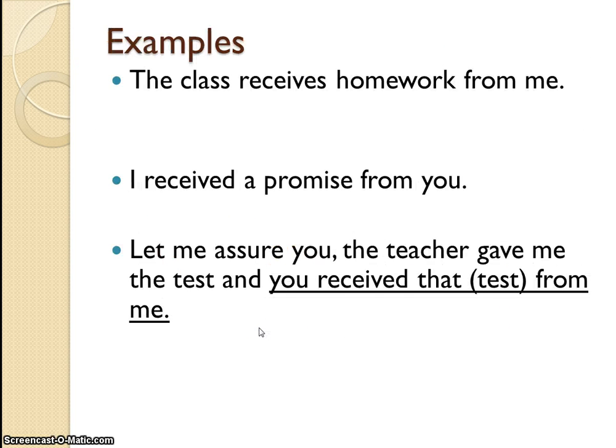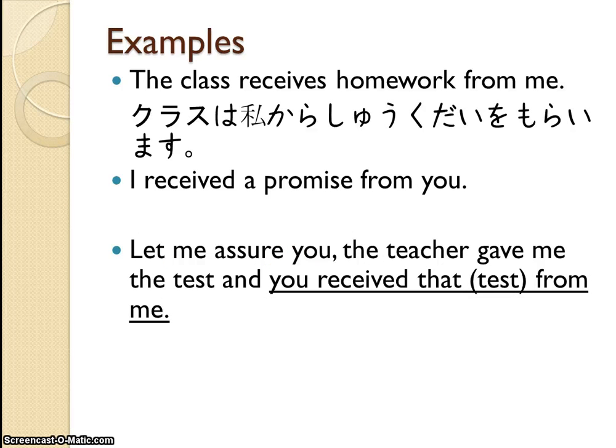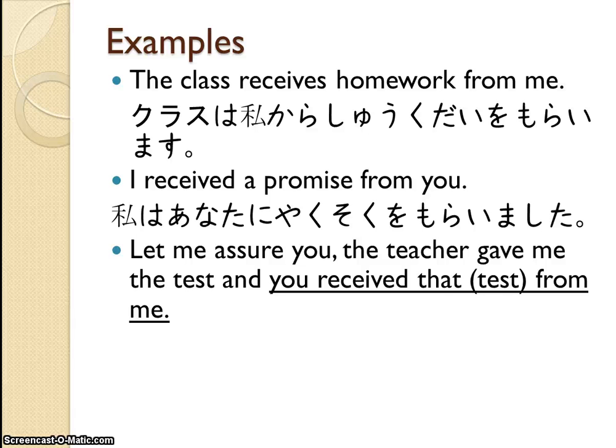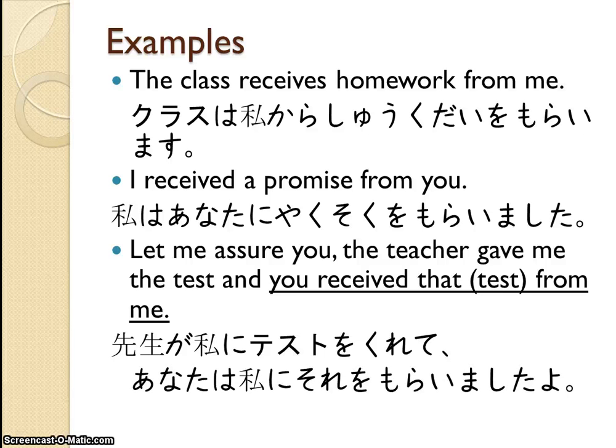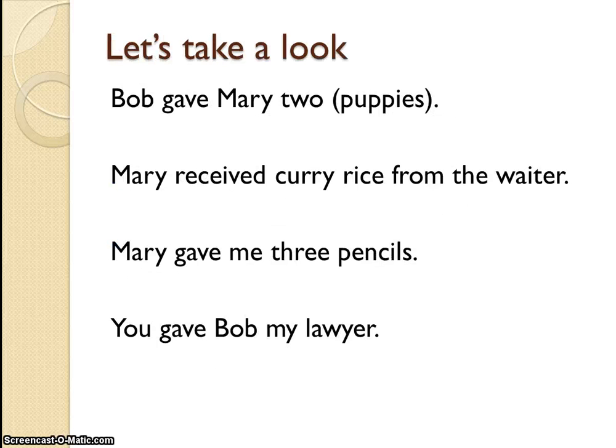Here's an example. The class receives homework from me. クラスは私から宿題をもらいます. I received a promise from you. 私はあなたに約束をもらいました. Let me assure you, the teacher gave me the test and you received the test from me. 先生が私のテストをくれて. In this case, who is doing the giving? It is I. あなたは, and the one receiving the item is you. あなたは私にそれをもらいましたよ.